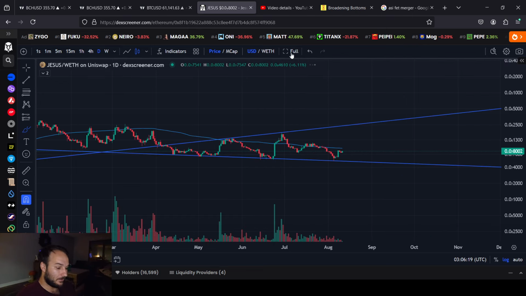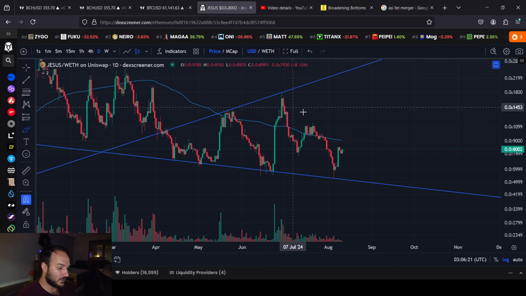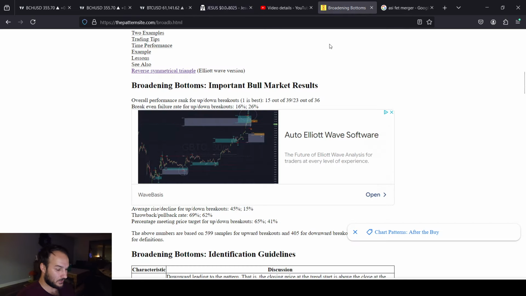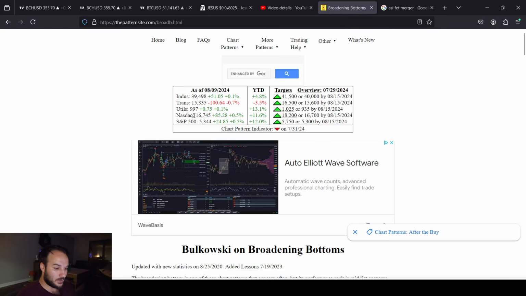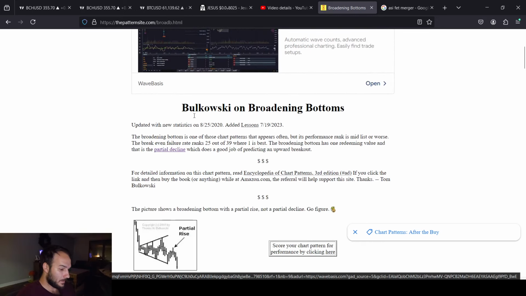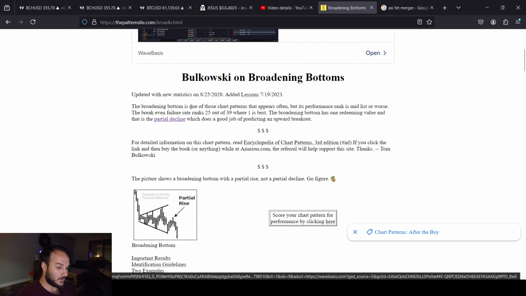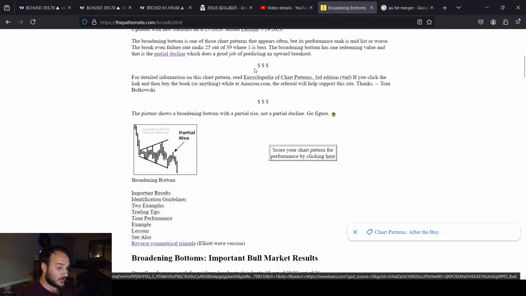So looking at it here on the daily, it's not the cleanest. It has pierced through it a couple times, but I think that's okay, especially on a chart like this where there's less liquidity compared to the average chart that exists. So we've got broadening bottoms pulled up here on the patternsite.com. And he says that the broadening bottom is one of those chart patterns that appears often, but its performance rank is mid-list or worse. The break-even failure rate ranks 25 out of 39, where 1 is the best, so definitely on the lower end of that.